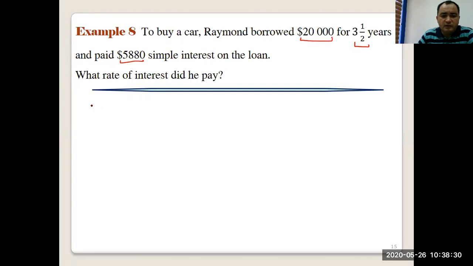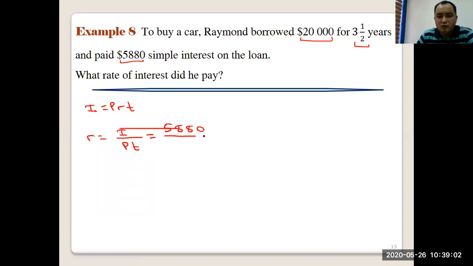Right? Again, we know that our formula is I is equal to PRT. We are looking for R from here. So R is equal to I over P times T, right? So what is I? This one is I, right? Because he paid 5,880 as simple interest on the loan. So that is $5,880 over 20,000 times T, 3.5 years. That is 3.5 years, right?